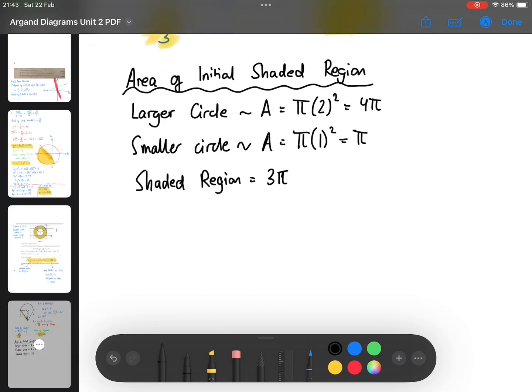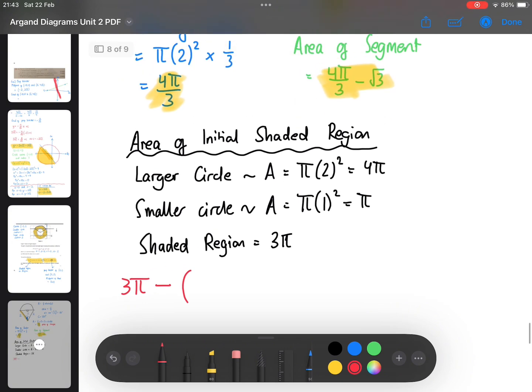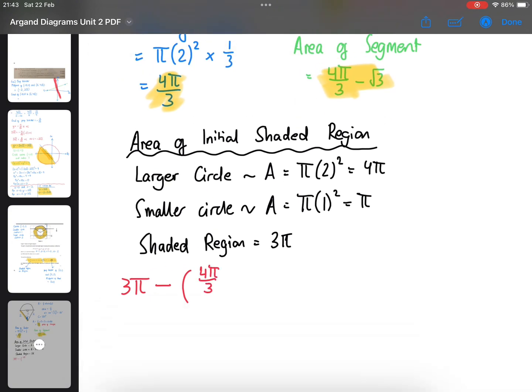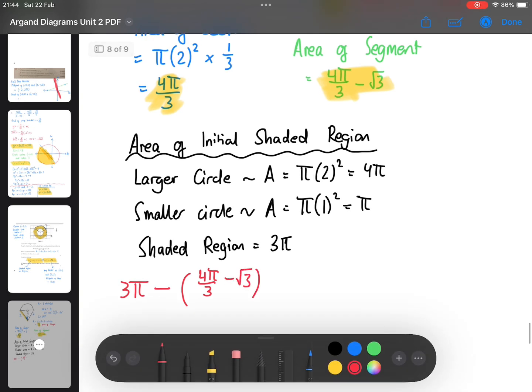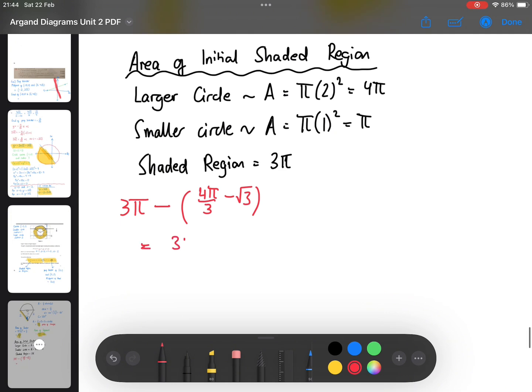So now we're doing 3 pi, I'm just going to switch colour again actually, 3 pi minus what we defined above, 4 pi over 3 minus root 3, which is 3 pi minus 4 pi over 3, add root 3, which is 5 pi over 3 plus root 3. And that is finally our final answer to the area of the region defined by Q.